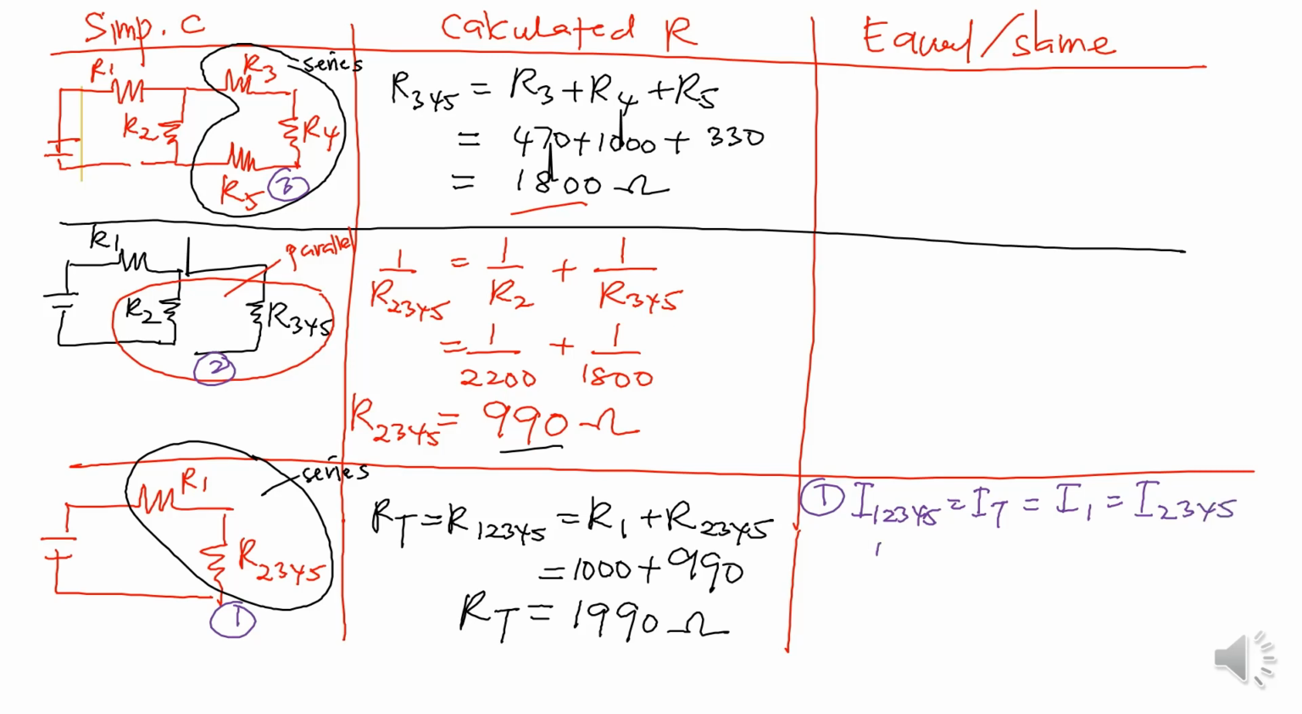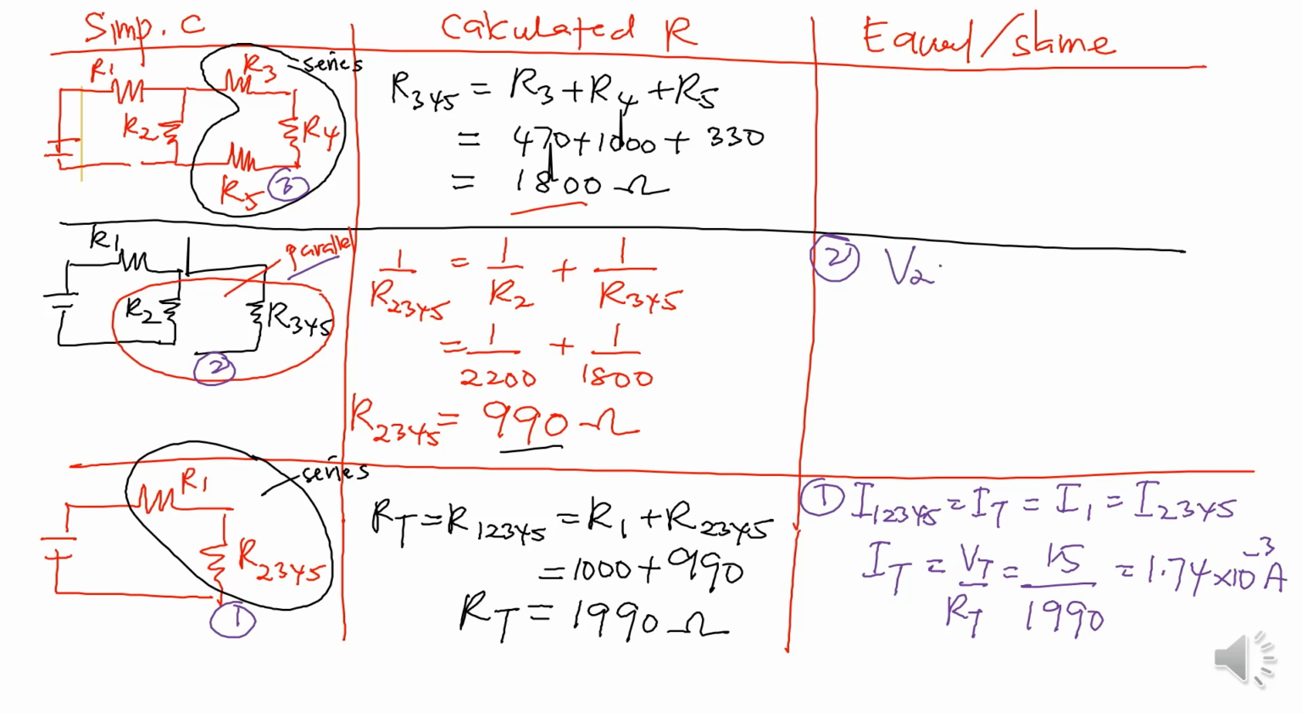Okay, so kita carilah I total sama dengan V total over R total. So V total kita is 15, R total kita 1990. So dapatlah I total 1.74 times 10 to the power of negative 3 ampere. Okay, kita naik pula yang kedua, parallel. So bila parallel, apa yang sama? V yang sama. V2 sama dengan V345 ataupun V2345.